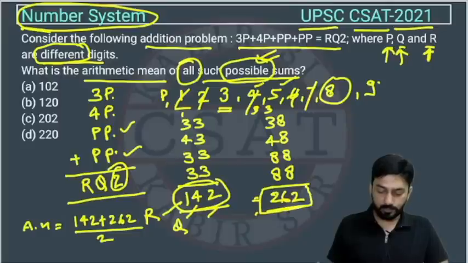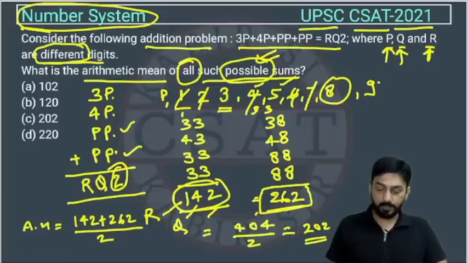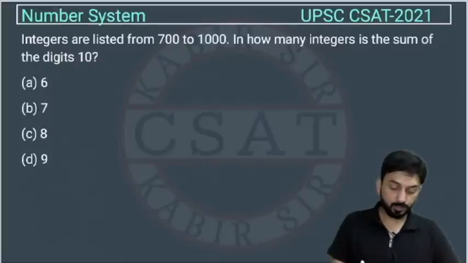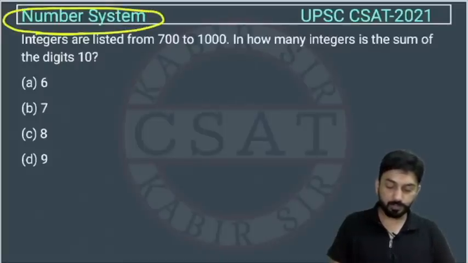So now this will become how much? This will become 404, divided by 2. So when we divide this, this will become 202, right? So the answer is option C. So C is the correct answer, right? This is a question from the number system chapter asked by UPSC in their CSAT paper of 2021.